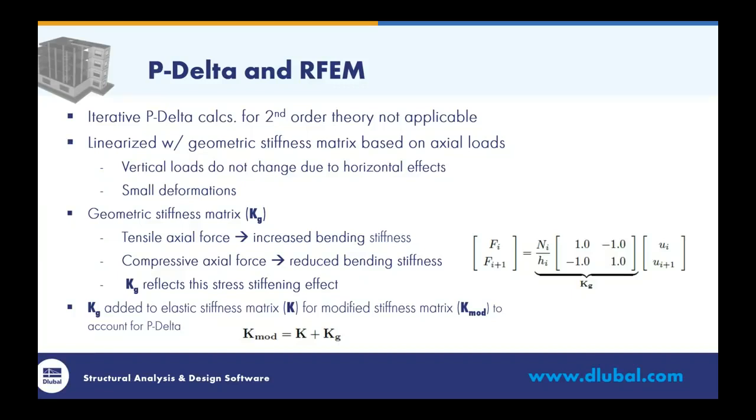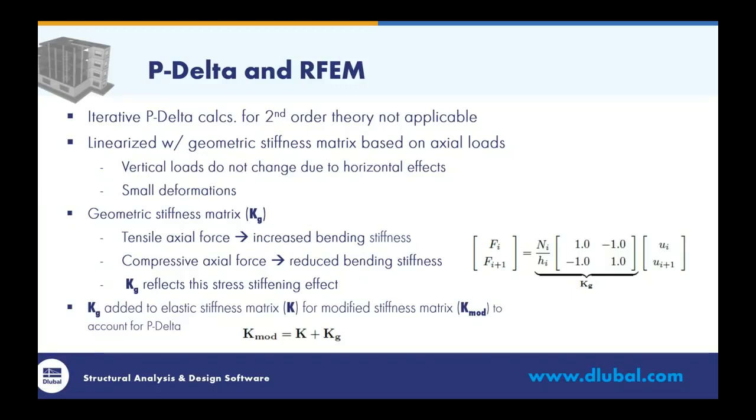So as far as the geometric stiffness matrix, which is denoted by K sub G, this tells us that essentially tensile axial forces increase the bending stiffness of a member. Now, in turn, a compressive axial force will reduce the bending stiffness. Now, a very simple application on how this can be applied is if we think of a cable. When a cable is in tension, then it certainly has an increase in bending stiffness.